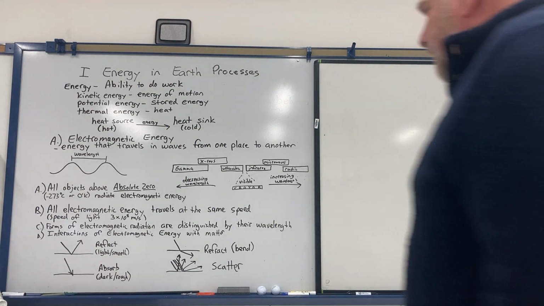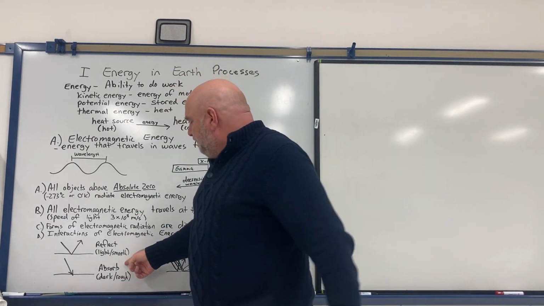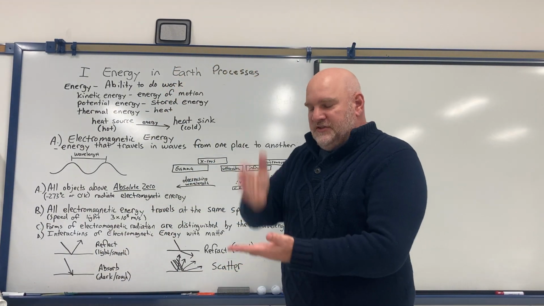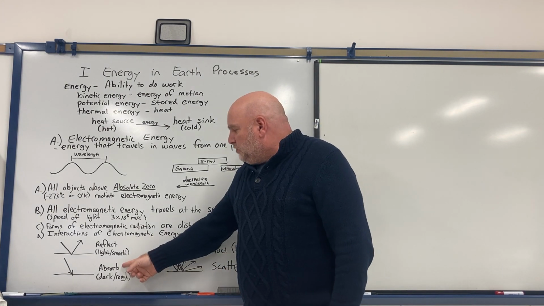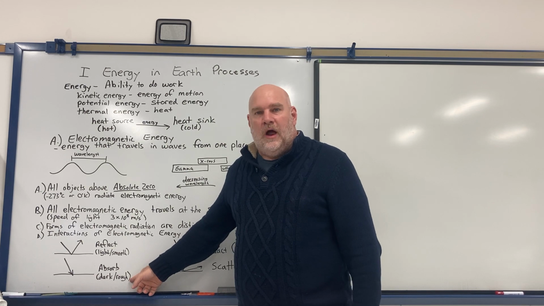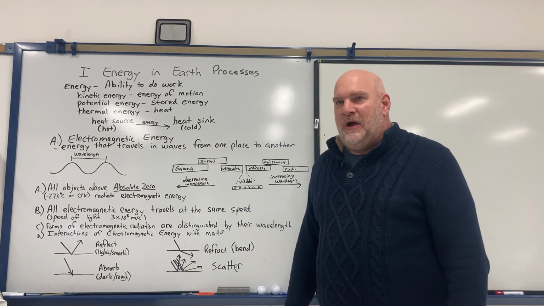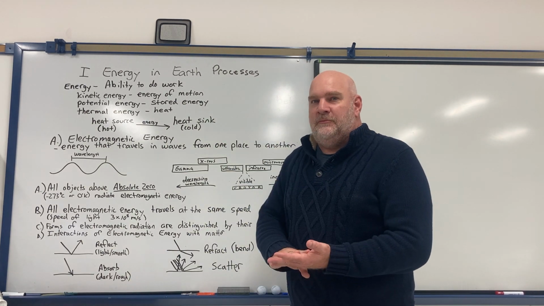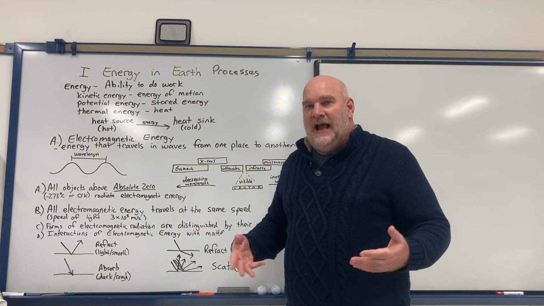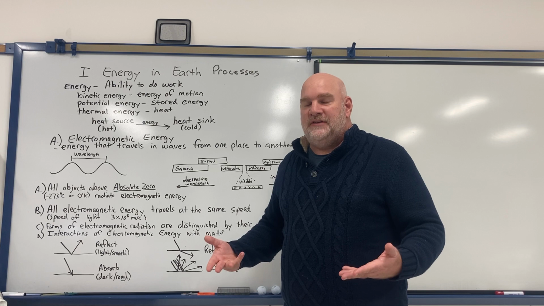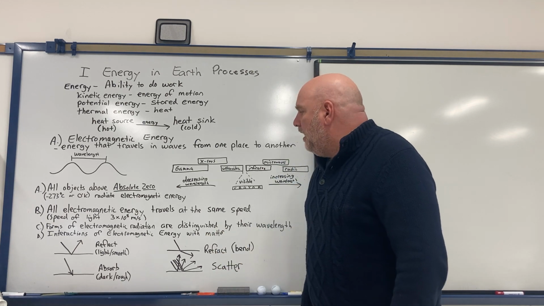All right, next up, absorbing. That's when the energy hits a surface and the surface just takes it in. The best absorbers are things that are dark and rough. So think about a blacktop driveway. When the sunlight hits a blacktop driveway, most of that energy gets absorbed and the blacktop driveway gets much higher in temperature, it gets really hot.